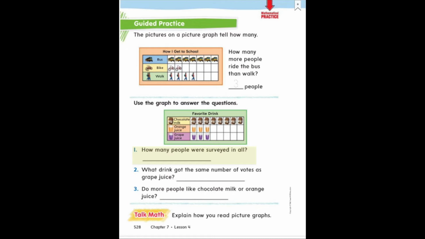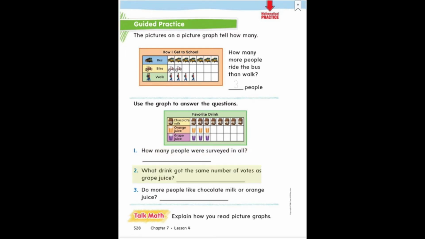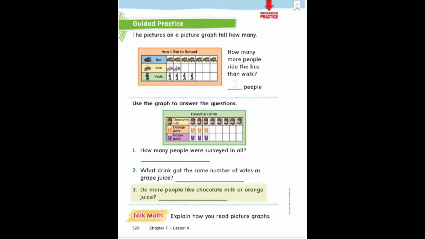You are going to use the second graph on this page to answer the next few questions. This graph tells about favorite drinks. Number 1 says how many people were surveyed in all. So you are going to count all of the pictures in that graph to find out how many people were surveyed in all. Number 2 asks what drink got the same number of votes as grape juice. Number 3, do more people like chocolate milk or orange juice?